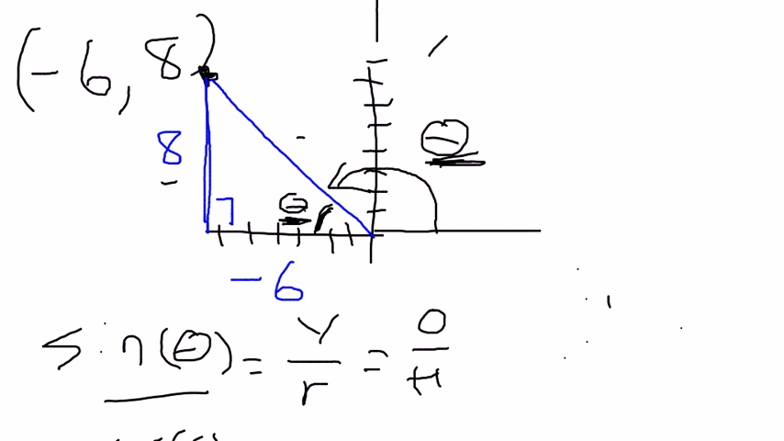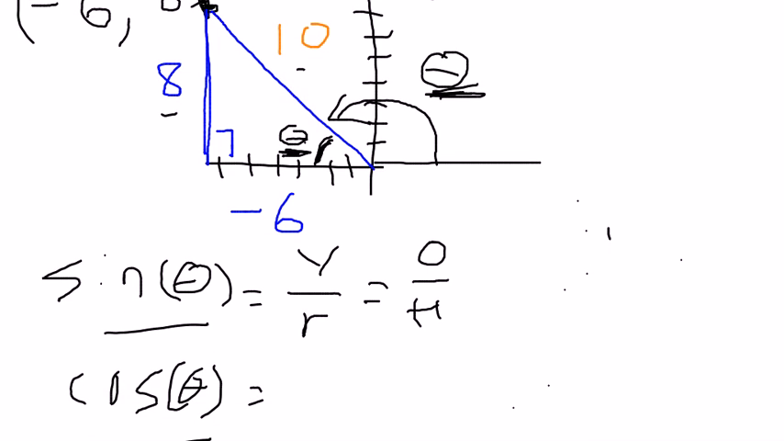So we're going to have to use Pythagorean's theorem to find this hypotenuse or r value. We find that by taking 8 squared plus 6 squared. 64 plus 36 is 100. So I know this side up here is going to be 10. Now I can find my sine value. Sine is y over r, opposite over hypotenuse, so it's going to be 8/10, which reduces to 4/5.